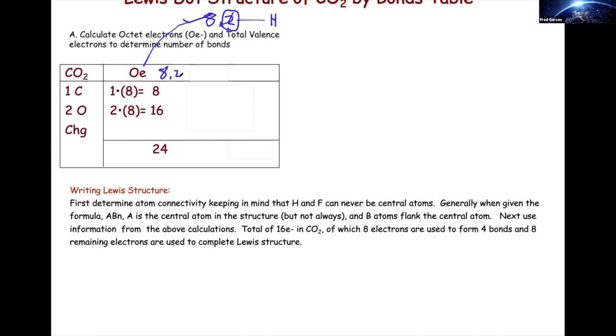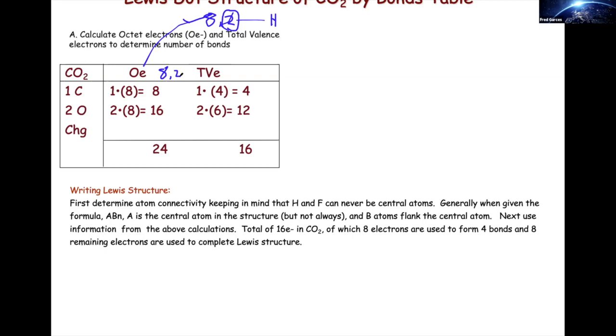Now we have to go to reality. The reality is total valence electron. How many in reality does the carbon atom have? It has 4. How many in reality does the oxygen atom have? It has 6, but there are 2 oxygens, so that's 12. If you add that all up, that's 16.